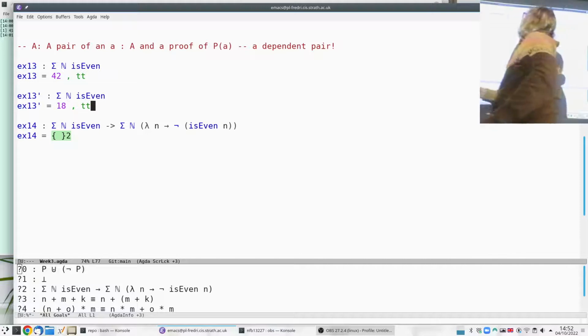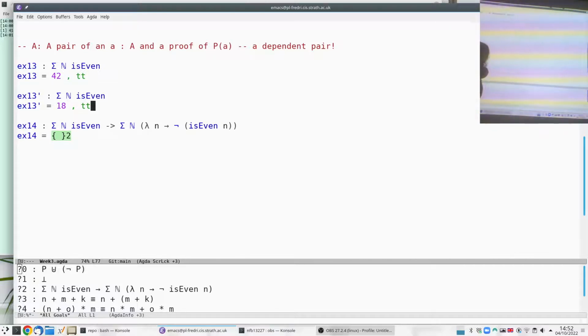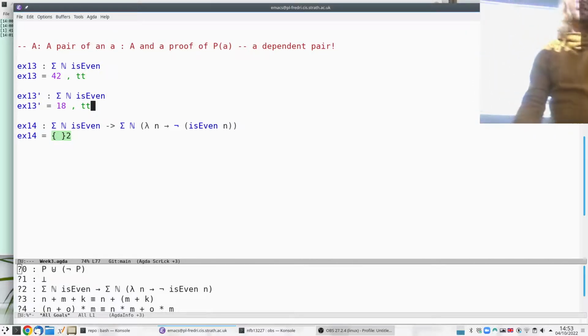And you also see that there can be many different witnesses of an existential proof, right? 42 is one witness, 18 is another one. And they are both equally good in order to prove this, because there's proof that both of them are even in this sense. So there can be many different witnesses.